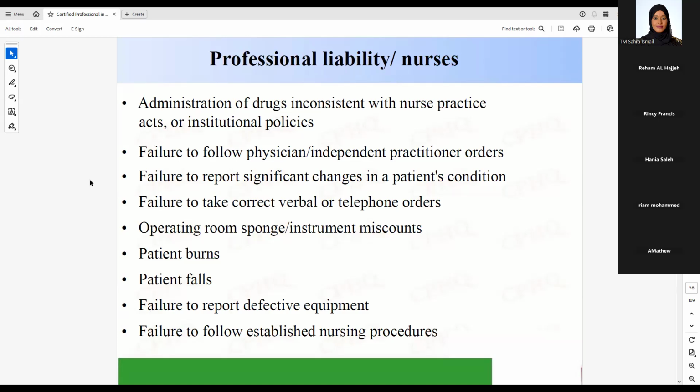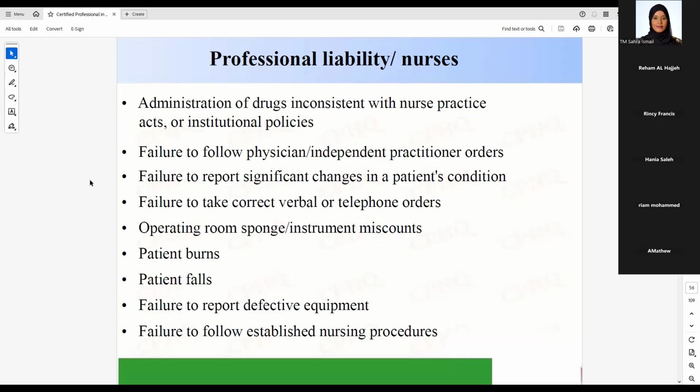Examples of professional liability for nurses are administration of drugs that are inconsistent with the Nurse Practice Act or institutional policies. Failure to follow the physician orders. Failure to report significant changes in the patient condition. Failure to take correct verbal or telephone orders.